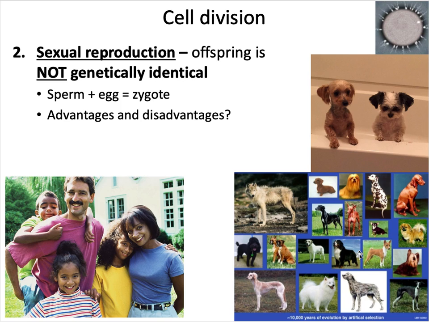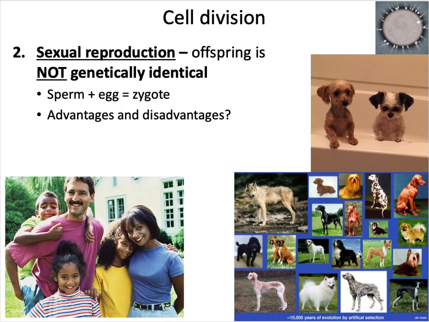So what are some advantages and disadvantages? A disadvantage would be that we would need to find a mate, a partner, to undergo that sexual reproduction to make offspring. And sometimes that can take a long time. And then, of course, we have a long gestation period. For humans, it's 9 months. I think in elephants, it's 2 years.